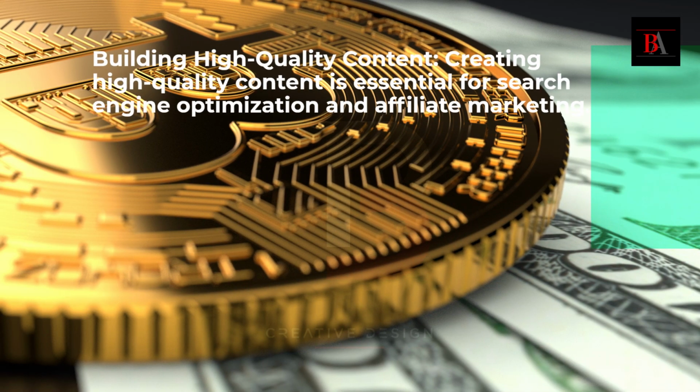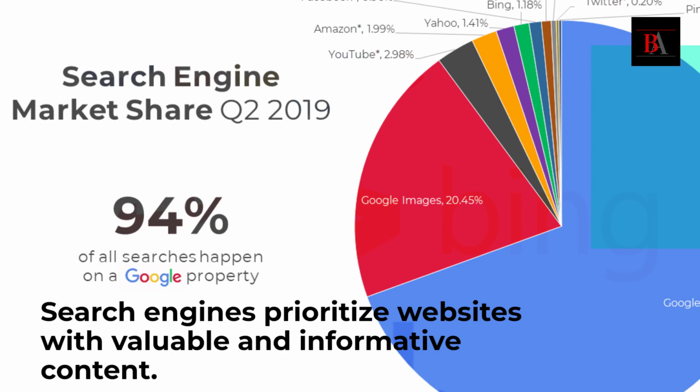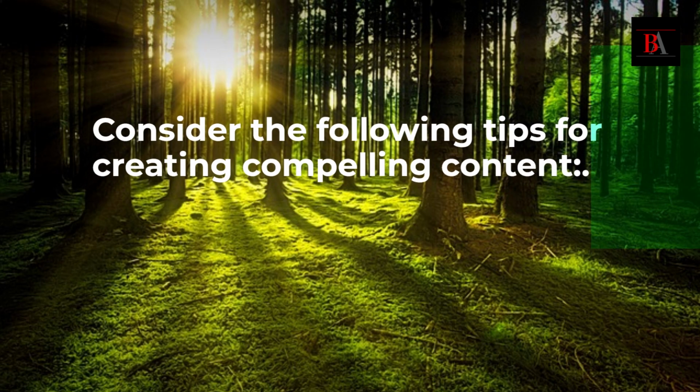Building high-quality content. Creating high-quality content is essential for search engine optimization and affiliate marketing. Search engines prioritize websites with valuable and informative content. Consider the following tips for creating compelling content.